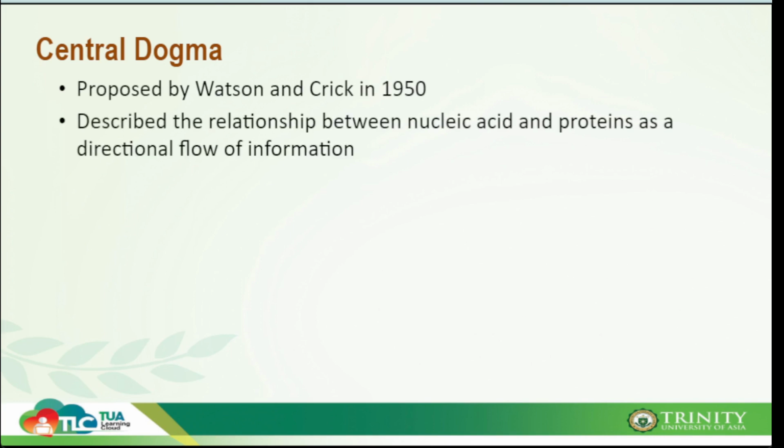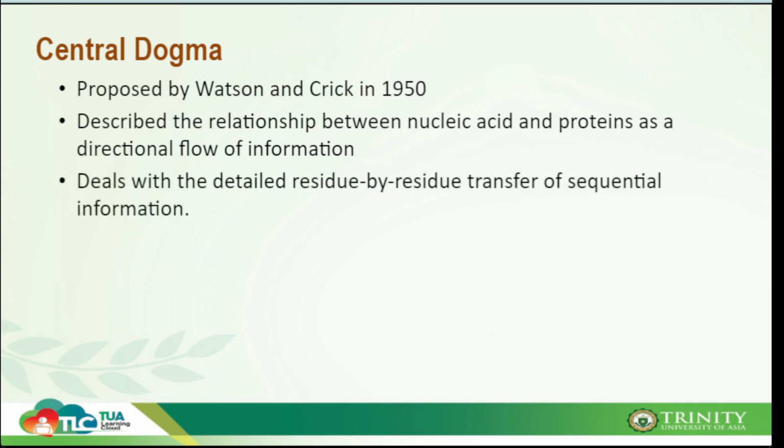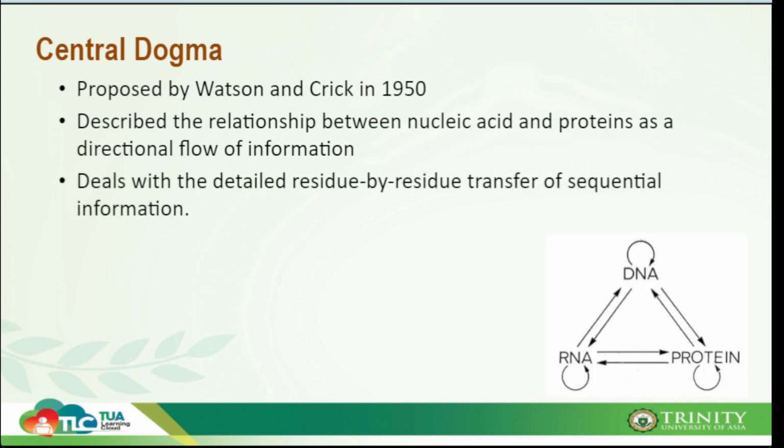So what is the central dogma? The central dogma is actually a theory which was proposed by Watson and Crick in the 1950s. And this theory basically describes the relationship between nucleic acids and proteins as a directional flow of information. So what are our nucleic acids again? You have your DNA and RNA. And from our knowledge right now, we know that DNA produces RNA and RNA produces your protein, right? So that is the basic understanding that we have now.